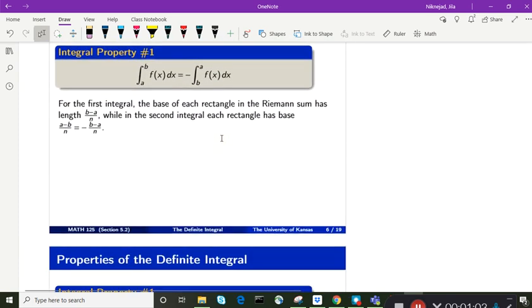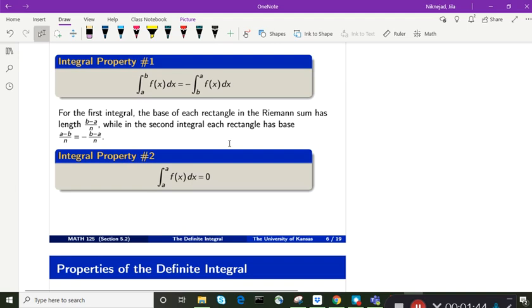So what does this mean? In the first integral, the base of each rectangle in the Riemann sum has length b minus a divided by n, while in the second integral, each rectangle has a base of a minus b divided by n. And this is how it's explained, because in the Riemann sum, the delta x of one is the negative of the delta x of the other, and so that's how we measure this, basically.